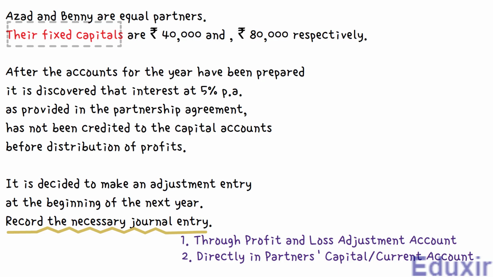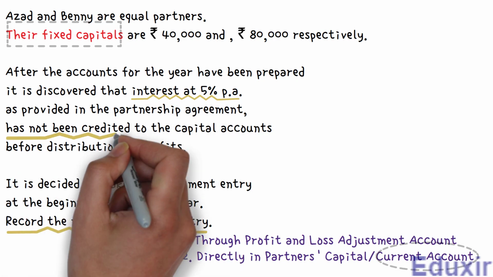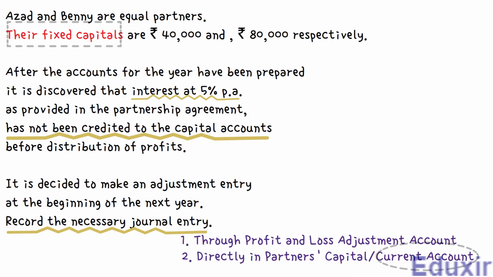So, here in this second method, we will use the partner's current account for posting any entries, not partner's capital account. Now, it is given in the problem that the interest on capital has not been credited to the capital accounts. By the way, here it is specified as capital accounts, but we can consider this as the interest on capital has not been credited to the partner's current account.